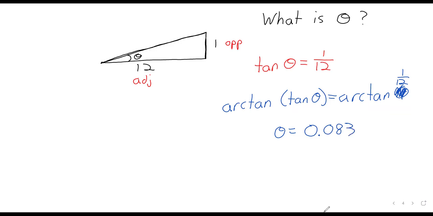And I said earlier that in most real world situations, or a lot of them anyway, you're only going to really be interested in one solution, and it's going to be the one you want. This is the only angle, the only solution to the tangent of theta equals 1/12 that makes any sense for a wheelchair ramp. The other solutions are going to be negative, or they're going to be greater than pi radians, greater than 180 degrees. None of those make sense. Only the one we got makes sense.